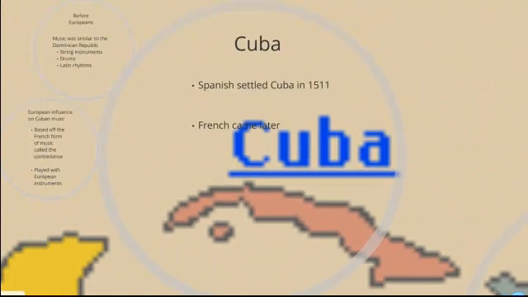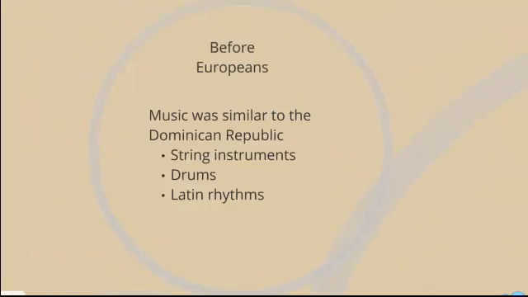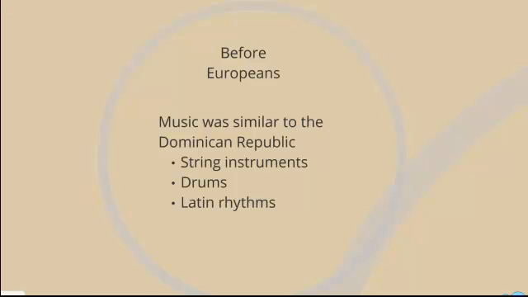Another island where music was influenced was Cuba. The Spanish first settled the area in 1511. Eventually, the French would come when they fled from a revolt on another island, Haiti. Music was similar to the Dominican Republic in Cuba before Europeans got there.